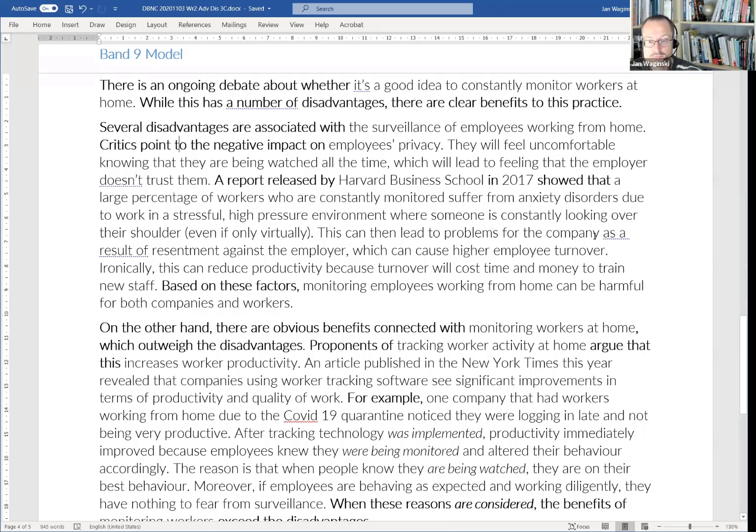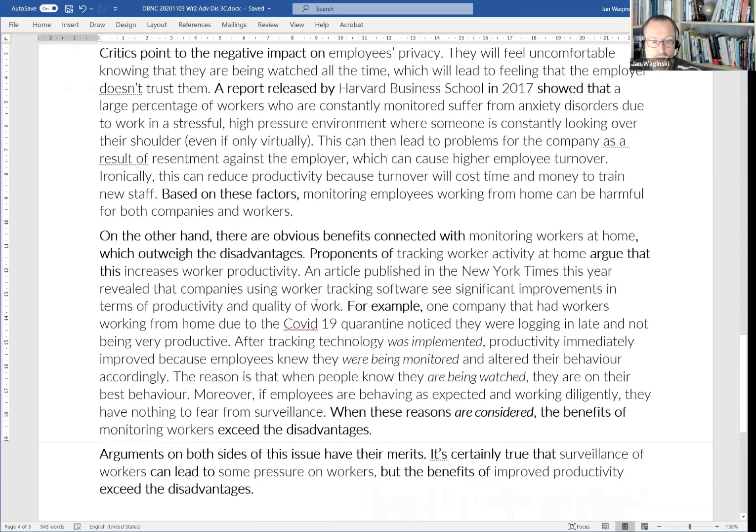This can then lead to problems for a company as a result of resentment against the employer, which can cause higher employee turnover. Ironically, this can reduce productivity because turnover will cost time and money to train new staff. So, based on these factors, monitoring employees working from home can be harmful for both companies and workers. On the other hand, there are obvious benefits connected with monitoring workers at home, which outweigh the disadvantages. Okay, it's clear that this is the opinion.